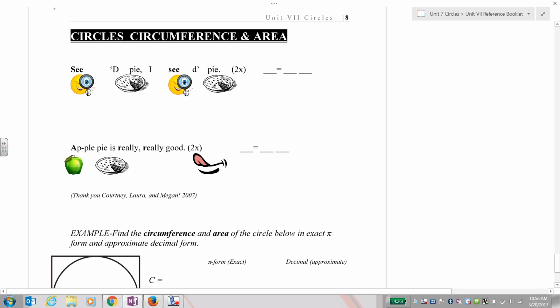You should be in your reference booklet looking at this page: circles, circumference, and areas. This is one of my absolute favorite lessons. We're going to skip a little bit of the fun stuff. Next week, when we have our review day, we'll come back to some of that fun stuff. So we're just going to go over the extremely simple basics today.